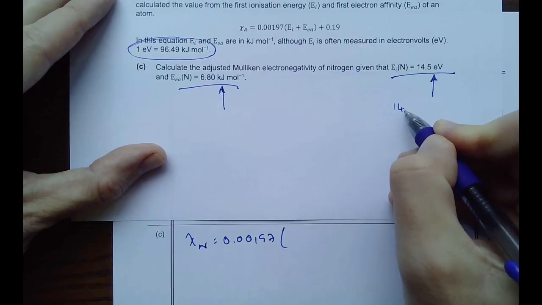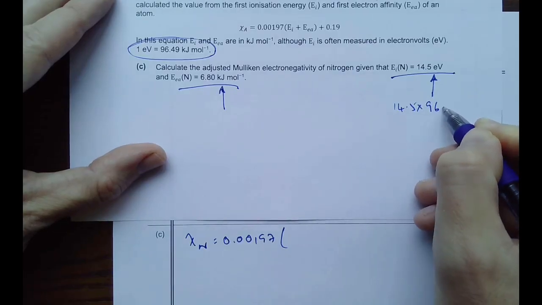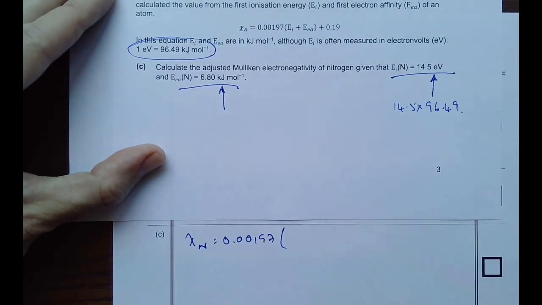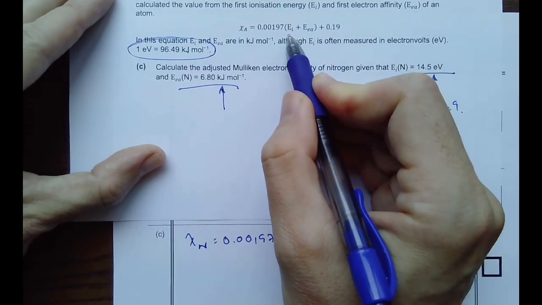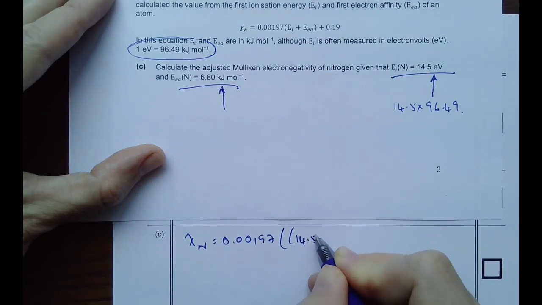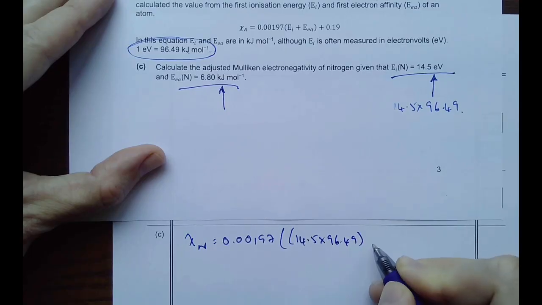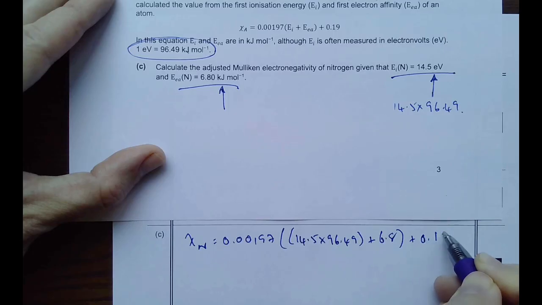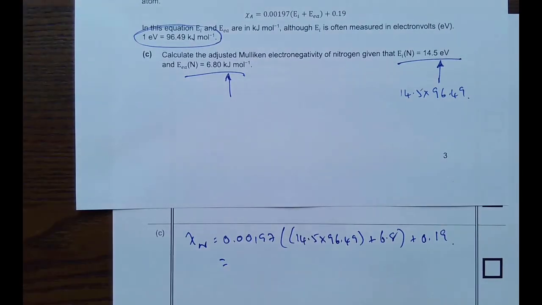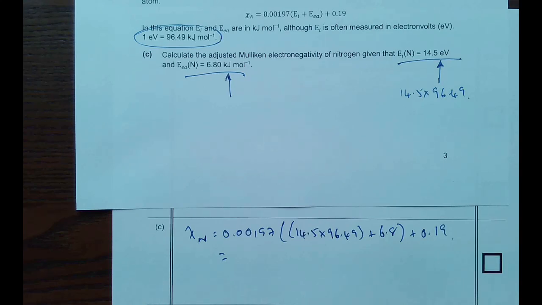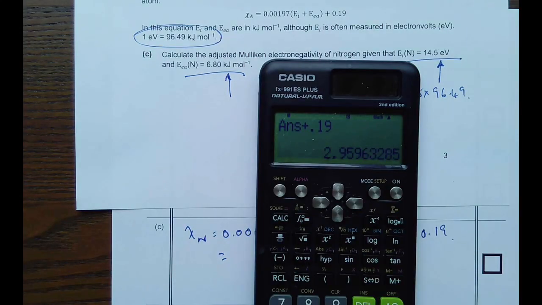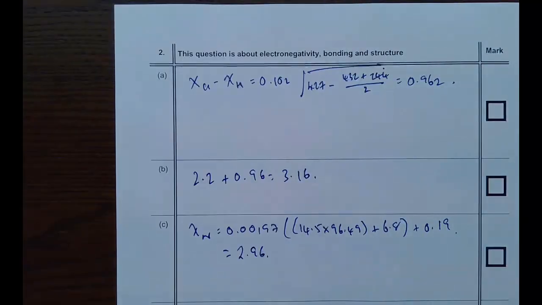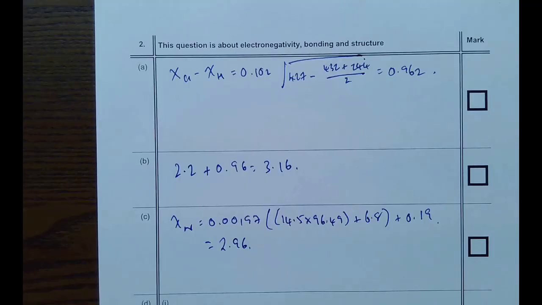So this is just going to be 14.5 multiplied by 96.49, because if 1 electron volt is this many kilojoules per mole and I've got 14.5, I just multiply them together. So let's do that. Where I have EI, I'm just going to have 14.5 multiplied by 96.49 plus 6.8, and then plus this 0.19 on the end. Okay, and again, it is just a simple case of plugging those numbers into your calculator. And you get 2.96. Okay, so far so good. 3 easy marks for just doing simple calculations.